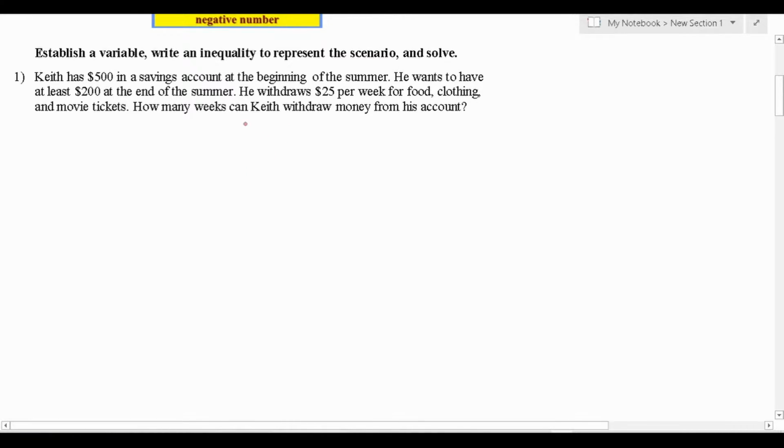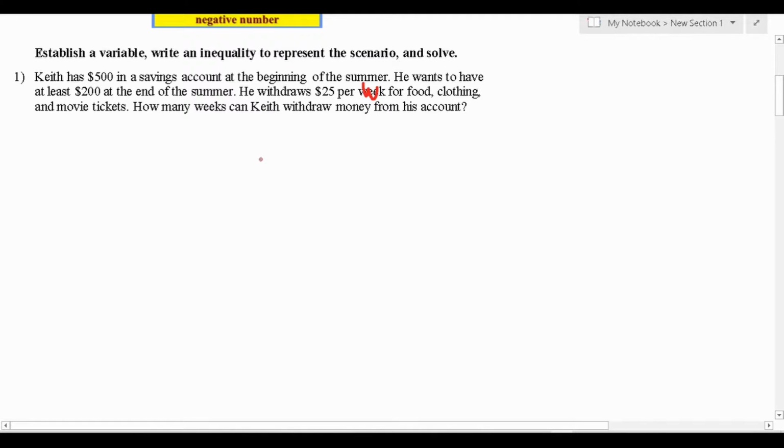Okay, so the directions actually give us a clue as to how to start these problems. It says establish a variable, write an inequality to represent the scenario, and solve. So in this case, let's start by establishing a variable. We're told for this problem he withdraws $25 per week. So we can go ahead and use the variable W to represent that amount. And again, you could have let that be any variable that you want. W just makes logical sense.